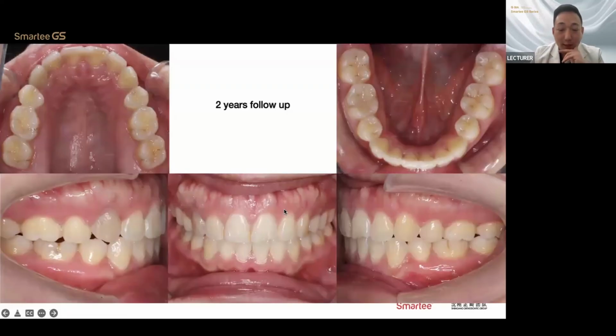And this is the 2 years follow-up for this case. You can see the occlusal relationship remains very good here.